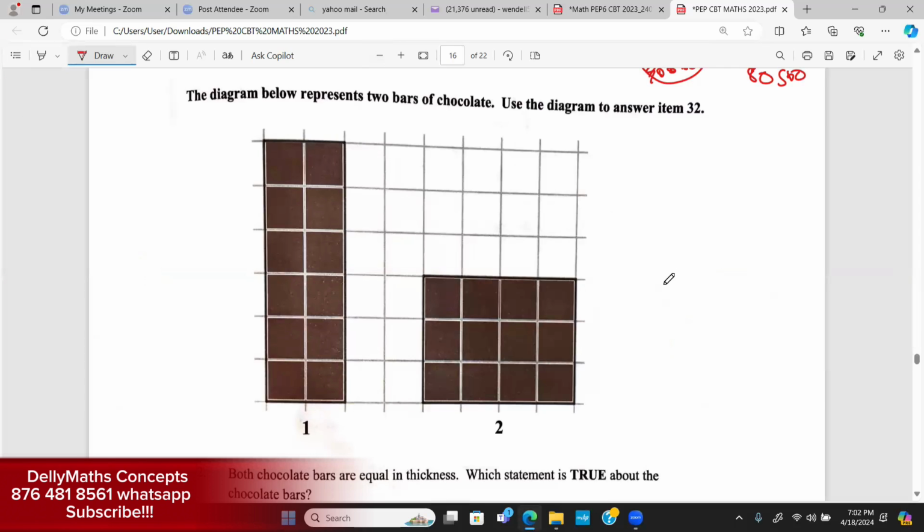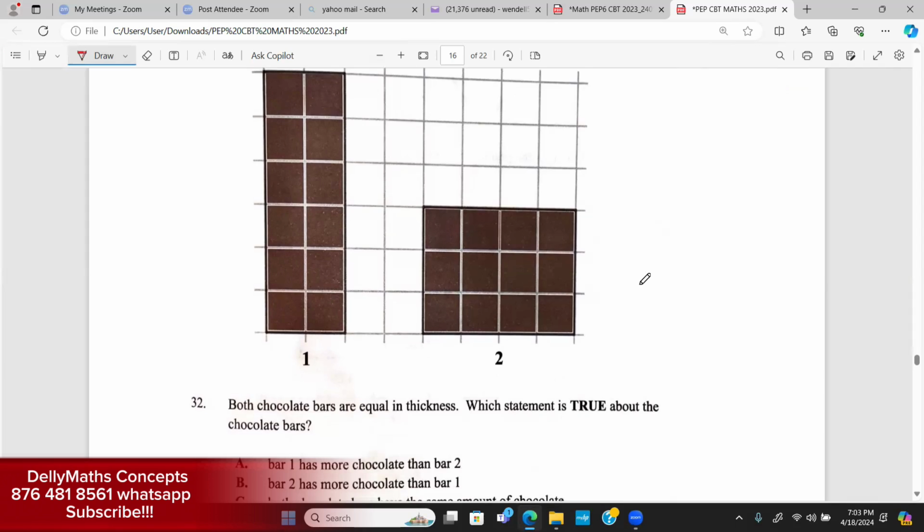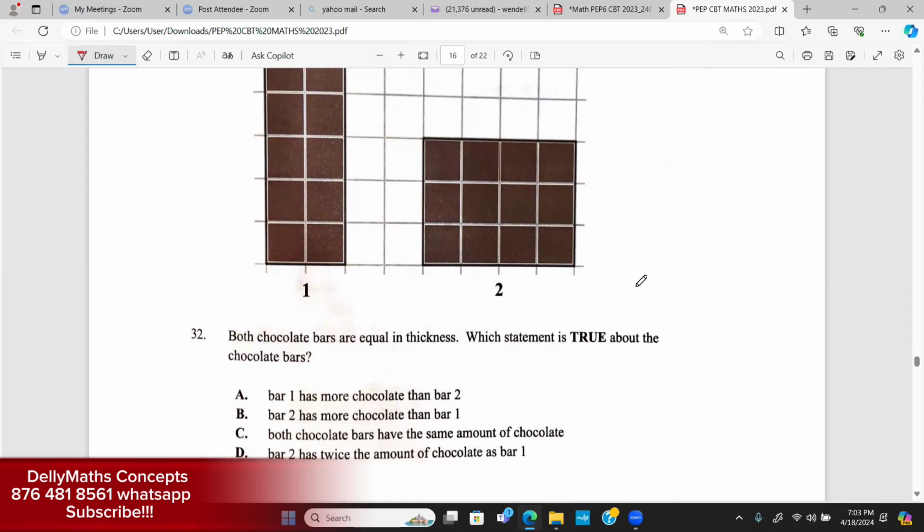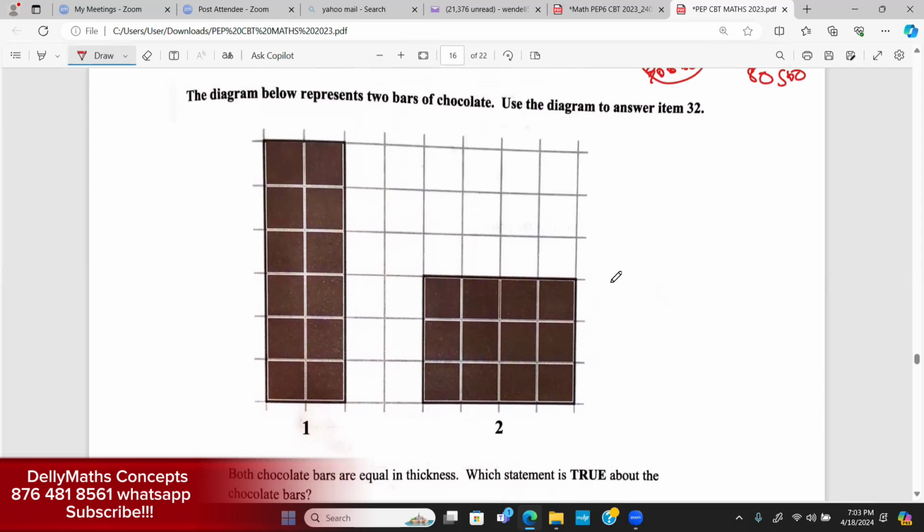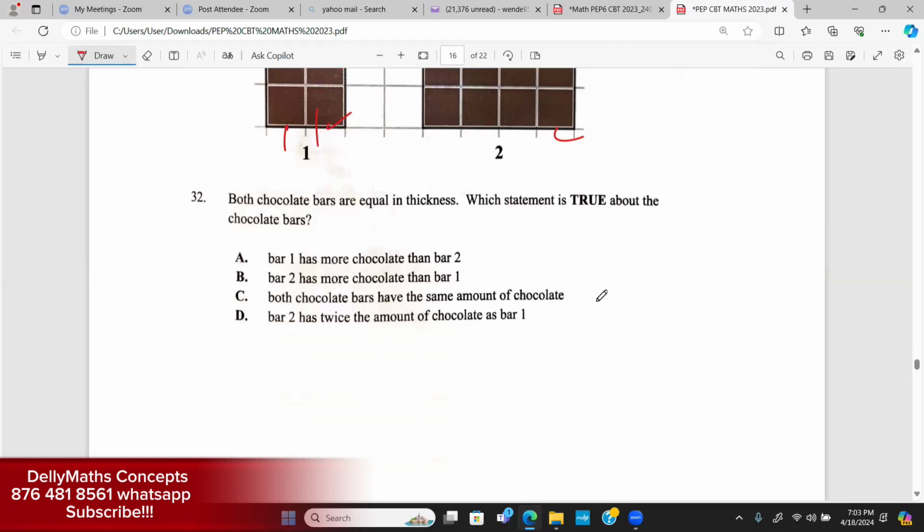The diagram below represents 2 bars of chocolate. We're going to use them to answer the question. Both chocolate bars are equal in thickness. Which statement is true about the chocolate bars? All right, let us see how many we have. 1, 2, 3, 4, 5, 6. 6 twos, this is 12. 1, 2, 3, 4. 1, 2, 3. This is 12. So we have 12 and 12. This is equal.